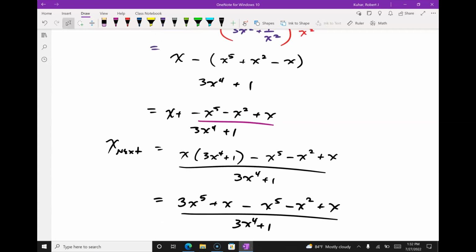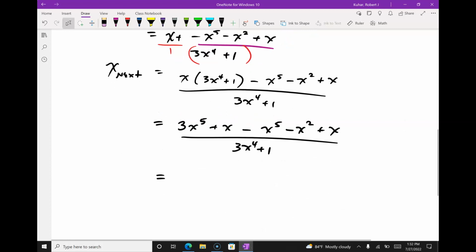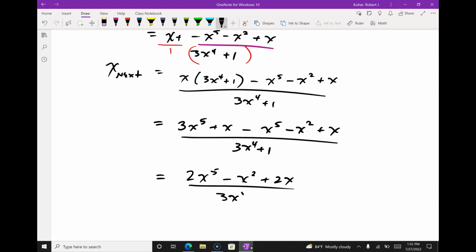LCD. I have a 1 underneath that x right now. I want a 3x to the 4th plus 1 underneath it. Oops, sorry. 2x to the 5th, right? Minus x squared plus 2x. There it is, all over 3x to the 4th plus 1. Once we have a nice function to deal with, we're going to Excel.